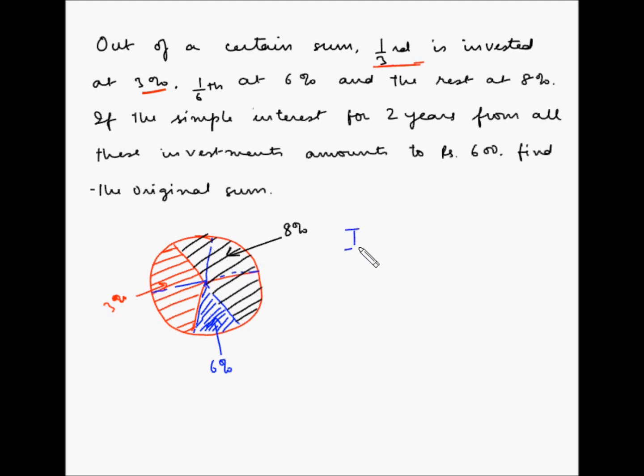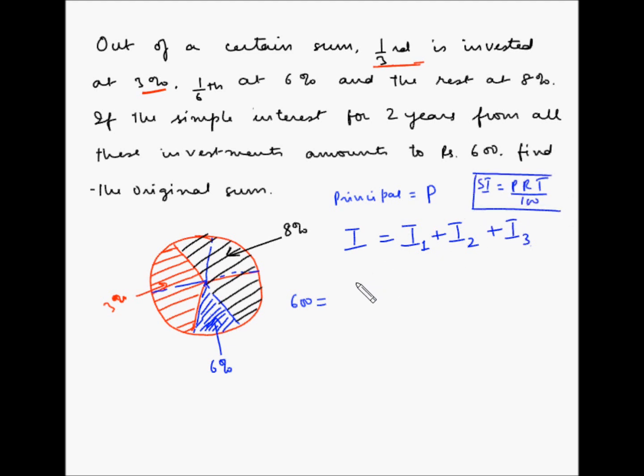So here the total interest will be equal to the interest earned by the first investment plus the interest earned by the second investment plus the interest earned by the third investment. Principal, or the original amount, is P. So here the overall interest is 600. The simple interest formula is P multiplied by R multiplied by T divided by 100.